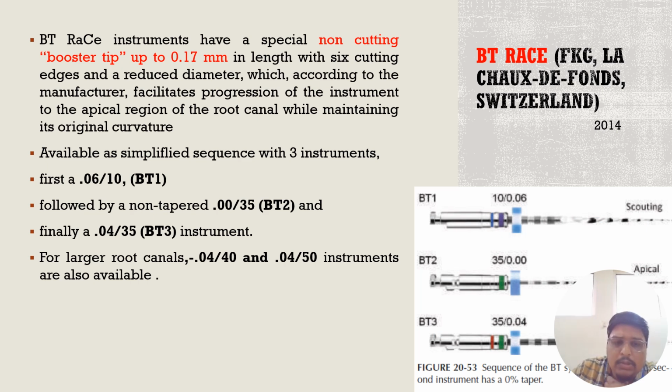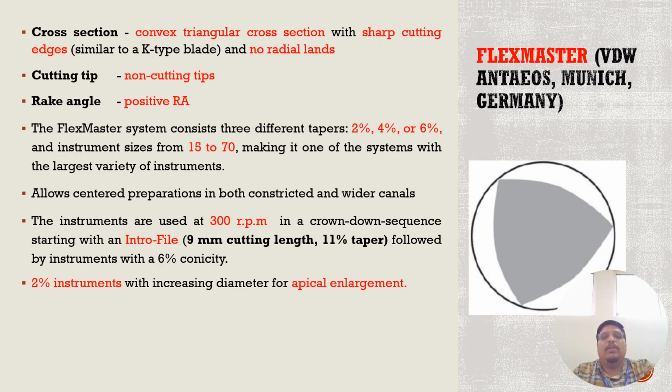The BT race, which includes instruments. The first is 6 by 8 BDA, followed by non-taper 35, finally 35. For large root canals, 4 by 40, 4 by 50 instruments are also available. Cross section: convex triangular cross section with sharp cutting edges, cutting tip non-cutting tips, rake angle positive.